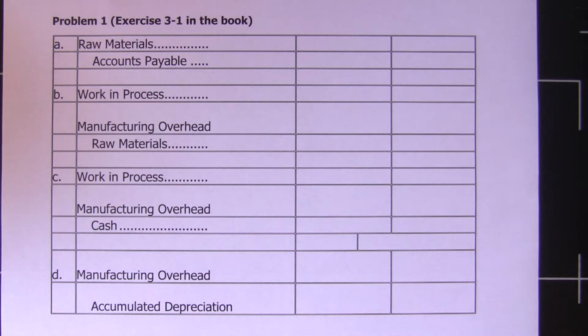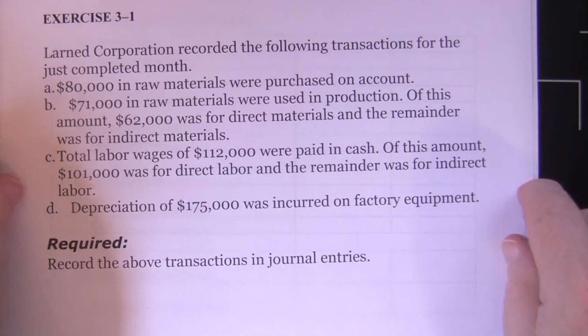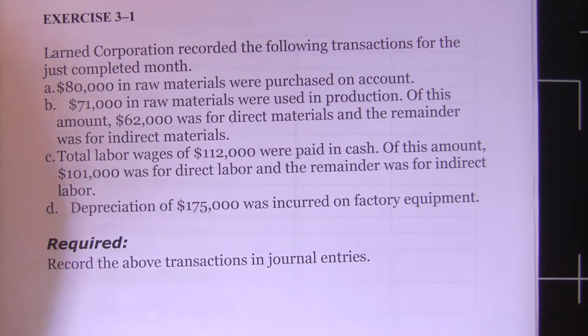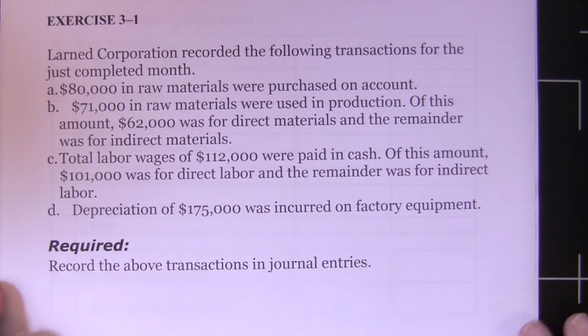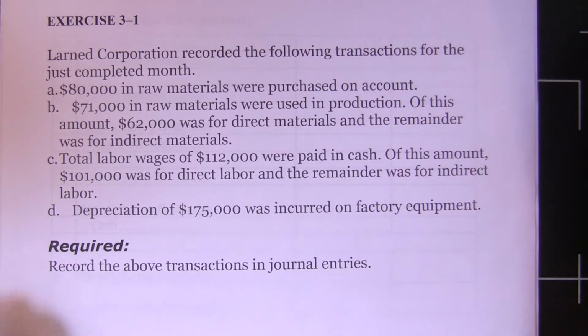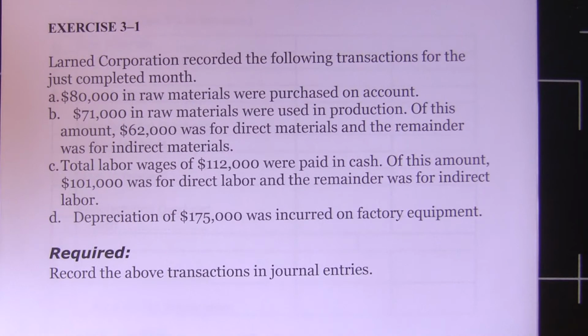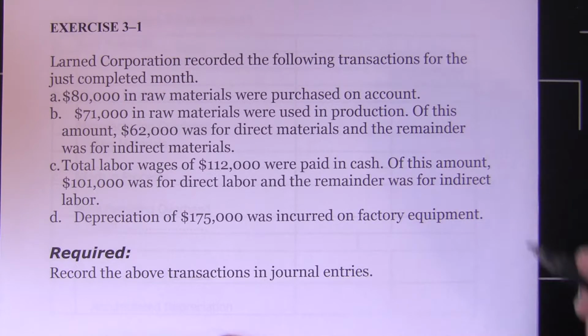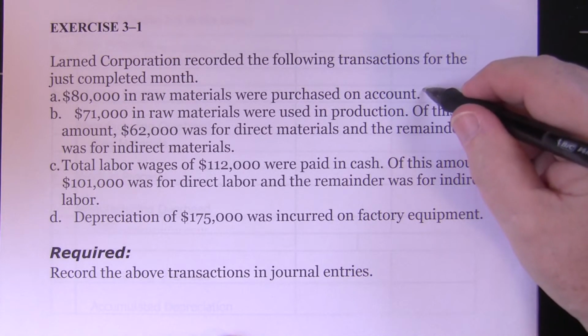Chapter 3, Problem 1. This is labeled Exercise 3.1 in the book. They give us some information and they ask us to make some journal entries. Nothing too difficult here, you'll all be fine. So, they tell us materials were purchased on account. So that's going to be a debit to raw materials and a credit to accounts payable.